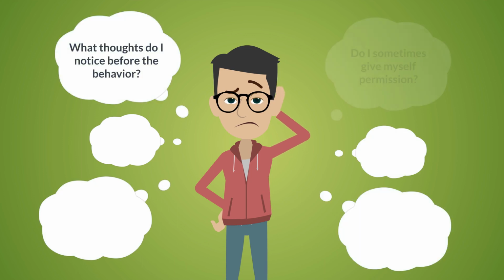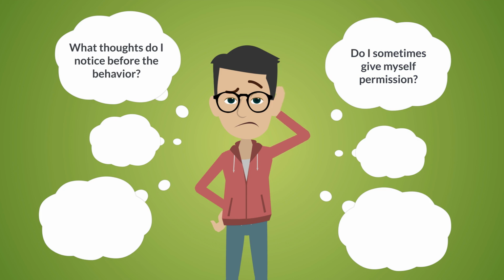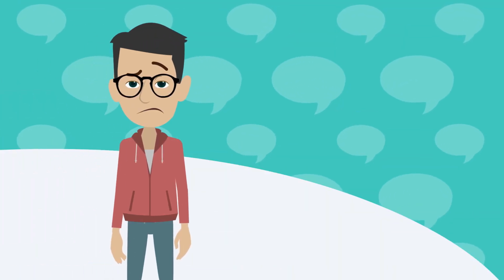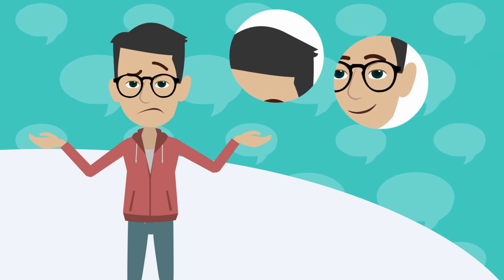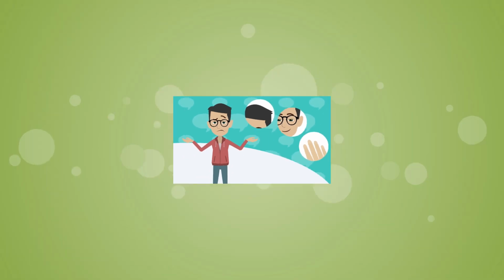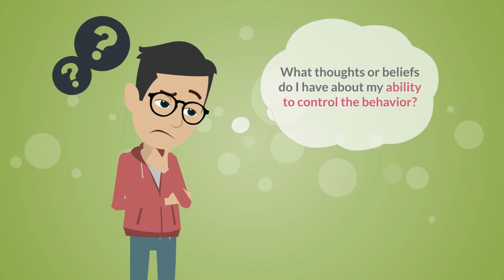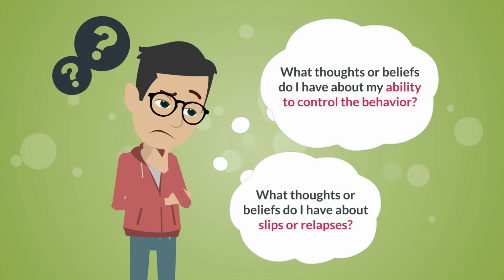For example, do I sometimes give myself permission? Do I notice specific thoughts or beliefs about the behavior, its consequences, or about hair, skin, or nails? What thoughts or beliefs do I have about my ability to control the behavior? What thoughts or beliefs do I have about slips or relapses?